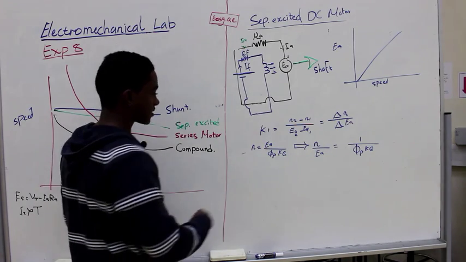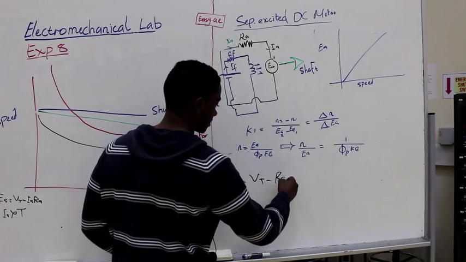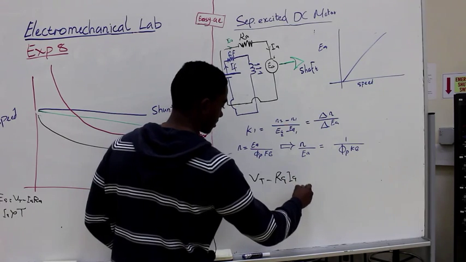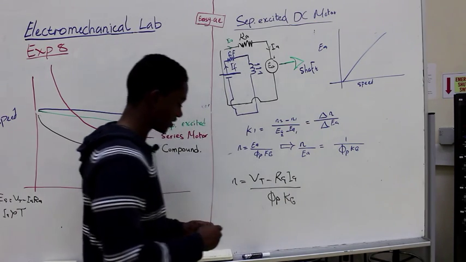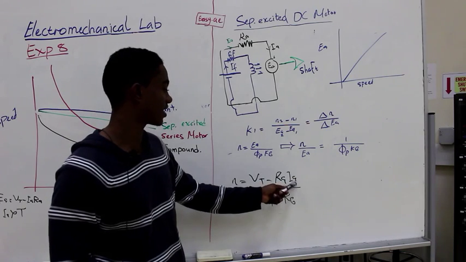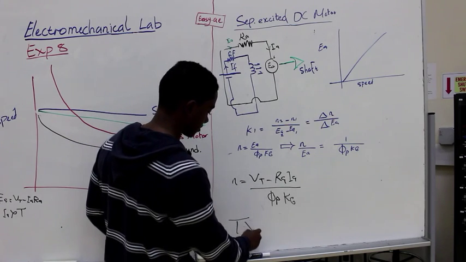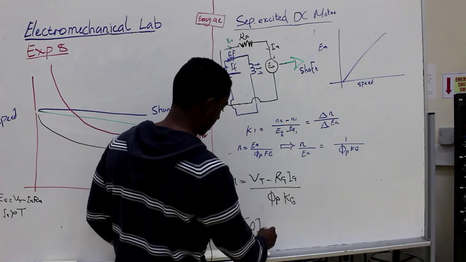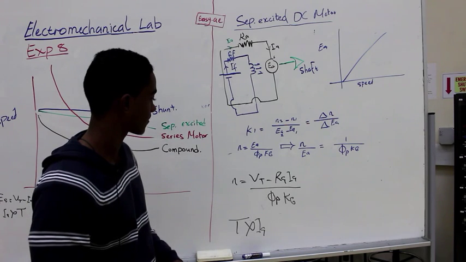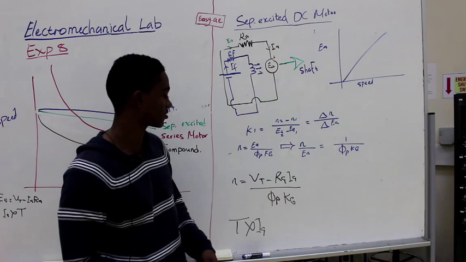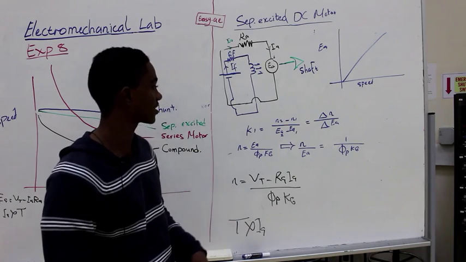So speed, as you can see, is equal to VT, which is constant, minus RA IA, divided by the flux multiplied by a constant kg. So the only variable in this equation is IA, so the speed doesn't change much as the torque changes. The torque, of course, has a linear relationship with the current IA. So you can say that N is related directly to the torque, because the torque is directly related to IA. But the only thing that affects the speed is the relationship of the torque with the current.